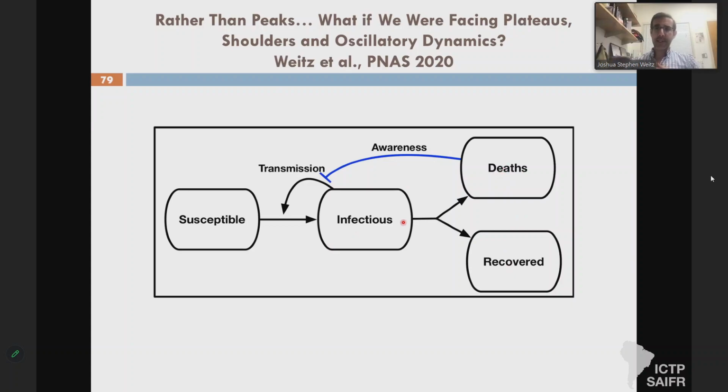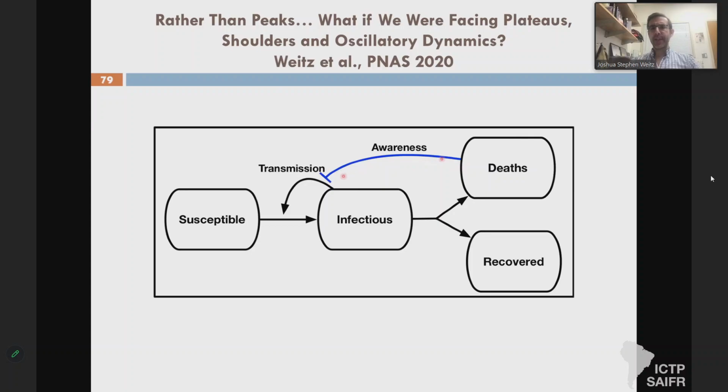Without this feedback, this would be the standard SIR model where people are infectious and they recover. Infectious individuals come in contact with susceptible individuals, leading to new infectious individuals. I'm just going to add this one component, this awareness feedback.